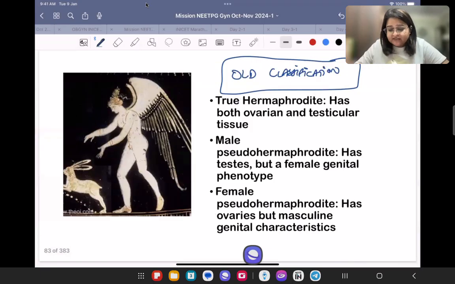The old classification, we call these people hermaphrodites. Okay, so you have two types of hermaphrodite. You have true hermaphrodite and you have pseudo hermaphrodite.